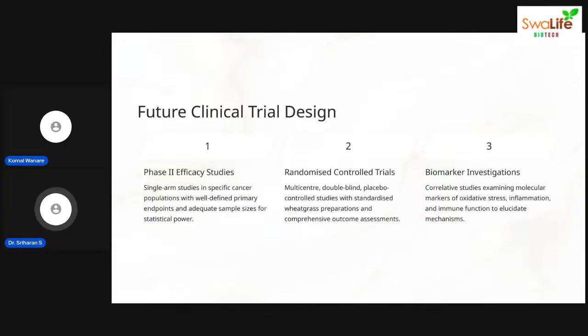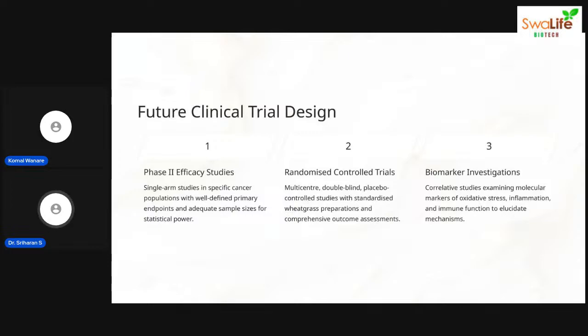Next, future clinical trial design. In the future, there may be a lack of RCTs, so there should be more observational studies alone. In addition to observational studies, a phase 2 efficacy study is one of the important things. It is a single-arm study. A single-arm study is nothing but a study with no control group.